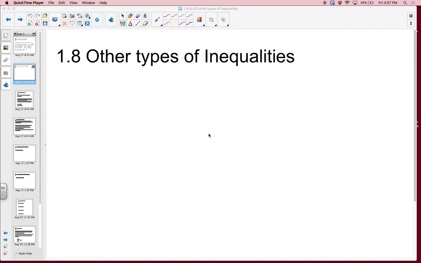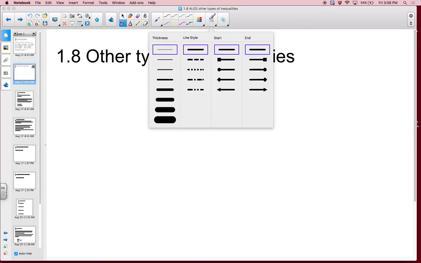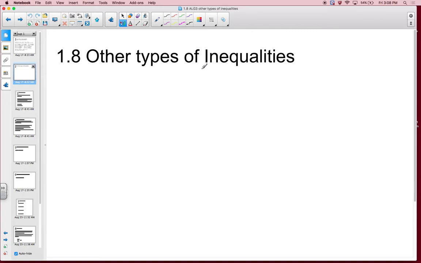Okay, welcome to 1.8, other types of inequalities. So we are looking at different types of inequalities here, and in 1.7 we did linear inequalities. And here we're going to be looking at different types of inequalities.